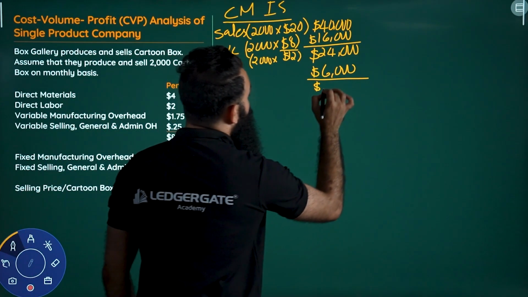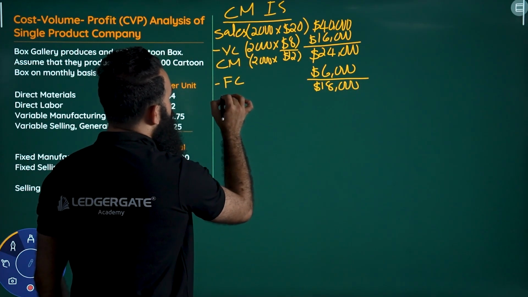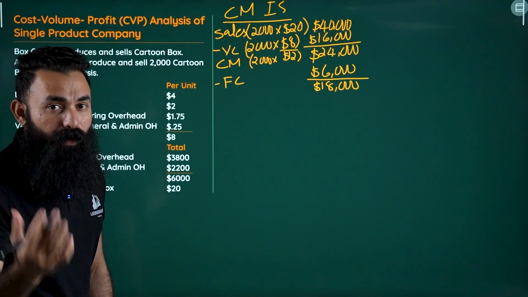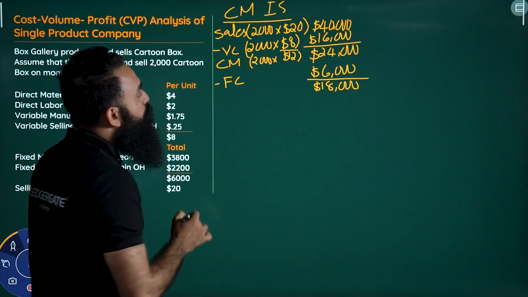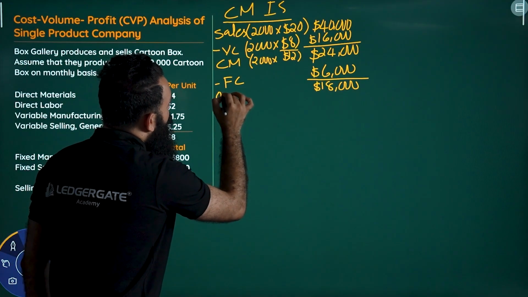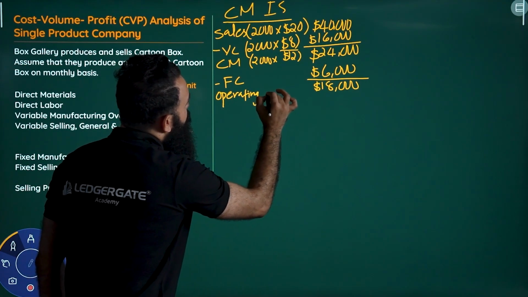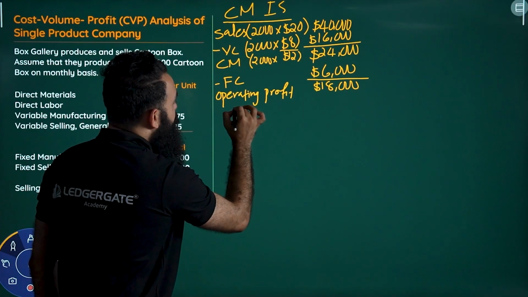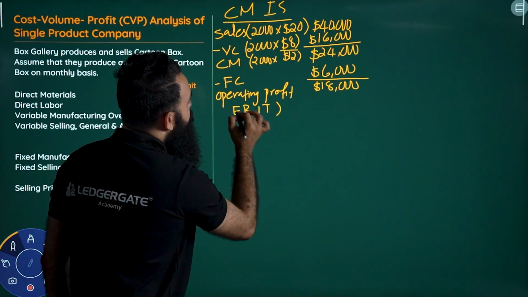So 24,000 minus 6,000 is equal to $18,000. What do we call this? This is profit. What profit? We call it operating profit, or operating income. Otherwise, we call it earnings before interest and tax.